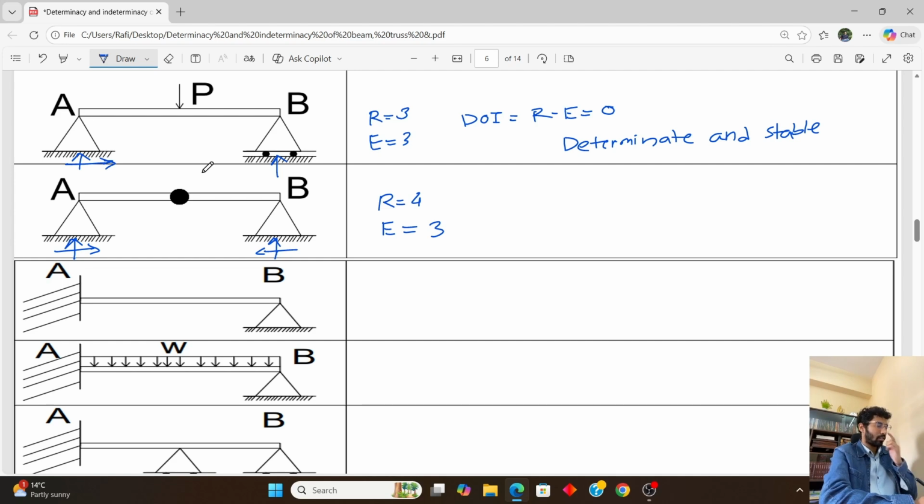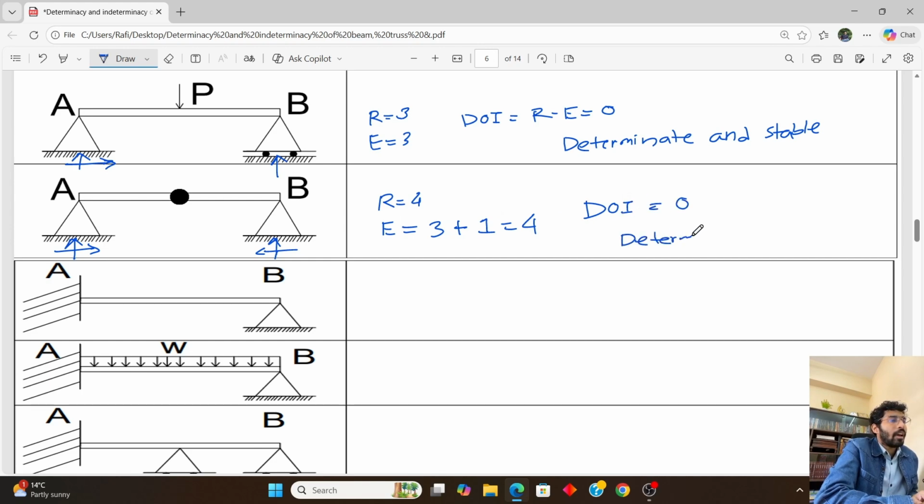What is the function of an internal hinge? Whenever we see an internal hinge on a beam, we will consider the moment at that point to be 0. So we are getting an equilibrium equation where the summation of moment will be 0. So we are adding 1 here in E, as we are getting an extra equilibrium equation. So what will be the value of DOI? It will be 0 and it will be a determinate and stable structure. Okay.